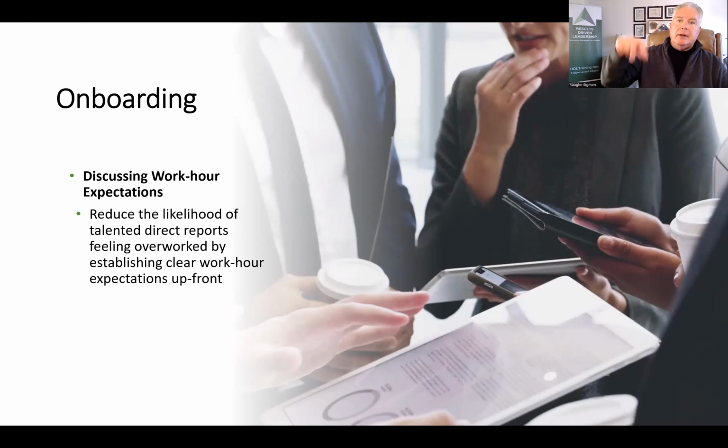If you have some level of fluctuation or seasonality or fluxes of demand that affect the schedules of your direct reports, your employees, let them know up front.